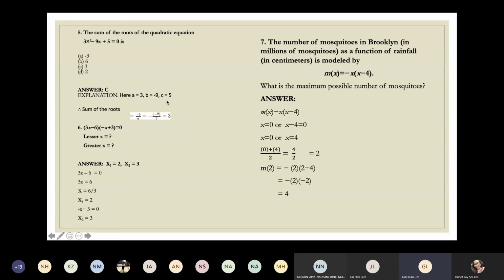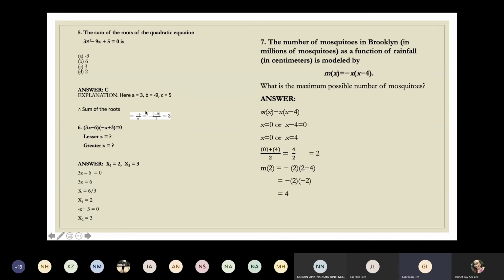So the sum of roots is actually negative b over a. So the answer will be negative negative 9. Remember the negative sign, yeah? Negative negative 9 over 3 equals to 3. This is the simple equation for the sum of roots. Okay, so is there any problem?